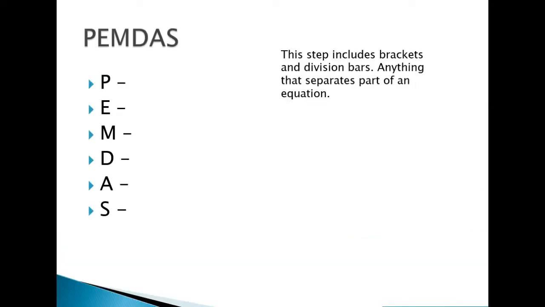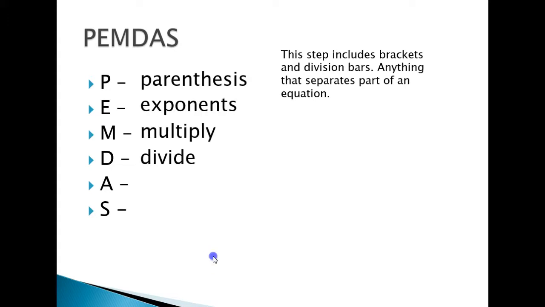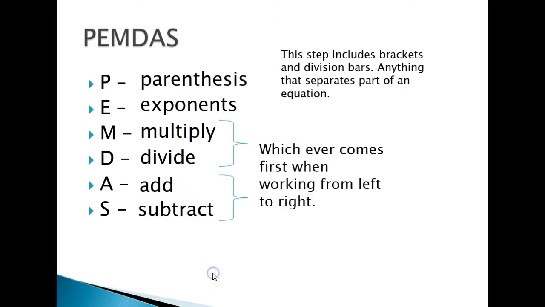So, order of operations, we have Please Excuse My Dear Aunt Sally, or PEMDAS, depending on how your homeschool taught that to you. P stands for parentheses, E exponents, M multiply, D divide, A add, S subtract. If you remember, with multiply and divide and add and subtract, whichever comes first when you're working from the left to the right is what you do first.